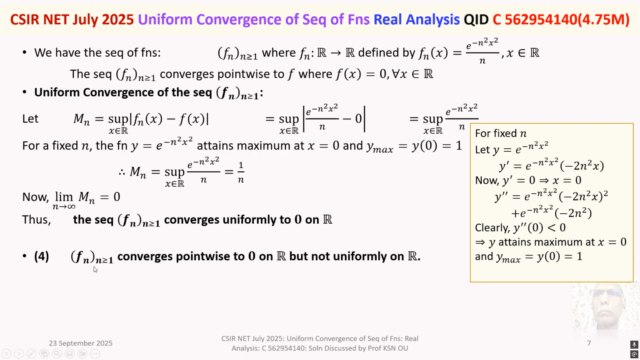Option 4 says the sequence fn converges pointwise to 0 on R. Yes, convergence is pointwise to 0 on R, but not uniformly on R? No, it converges uniformly to 0 on R. Therefore, option 4 is not true. Okay, we move on to the next slide.